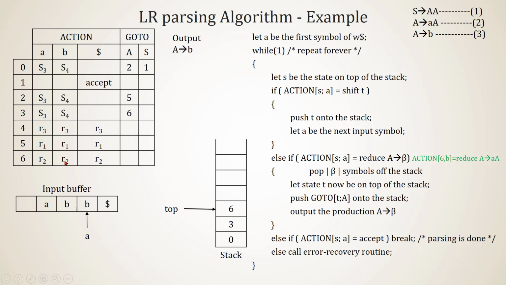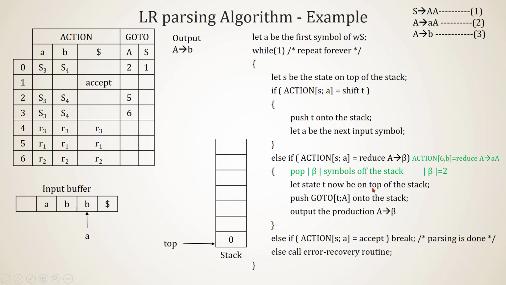S comma A, that is 6 comma B. 6 comma B is actually a reduce move, not a shift move. So this condition will be false. This condition will be true. So action 6 comma B is reduce A derives AA. 6 comma B means R2. R2 means production number 2. That's why I have written A derives AA. Pop beta symbols off the stack. That means here on the RHS I have 2 symbols. So 2 symbols are popped out from the stack.